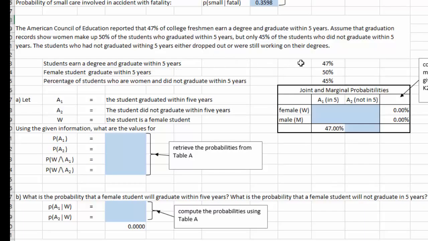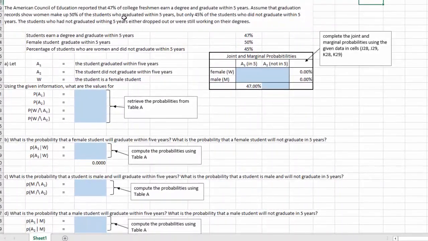So here we go. We're going to go ahead and spell this out. Students earning a degree and graduating within 5 years, 47%. Female students graduating within 5 years, 50%. And finally, percentage of students who are women and did not graduate within 5 years, 45%. That was all given up here.